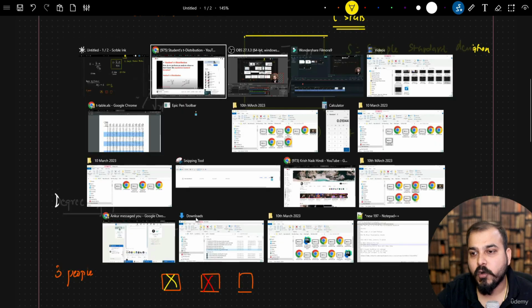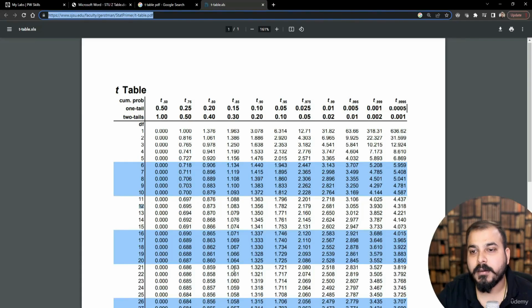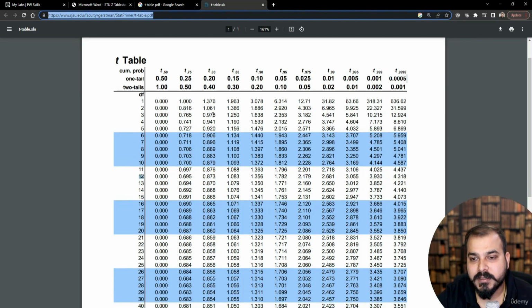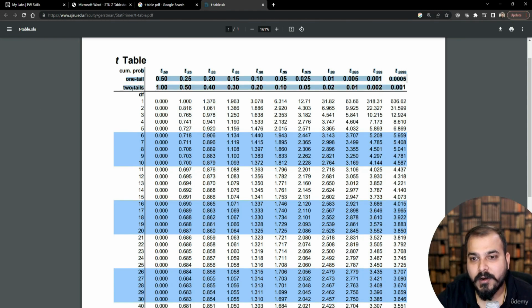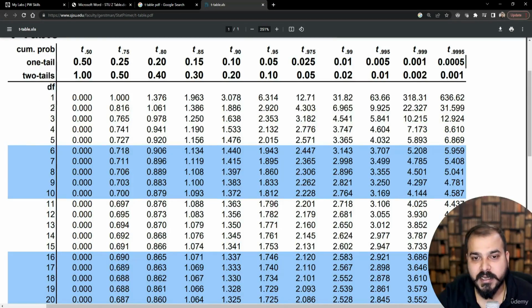Now let me quickly show you how my PDF will look. This is basically my t-table. In this t-table, on this axis you can see whether it is a 1-tail or 2-tail test, and here you will see all the values based on the confidence interval. On the row-wise axis, you can see the degree of freedom, and with respect to different sample sizes, you will be able to calculate different values and areas under the curve.